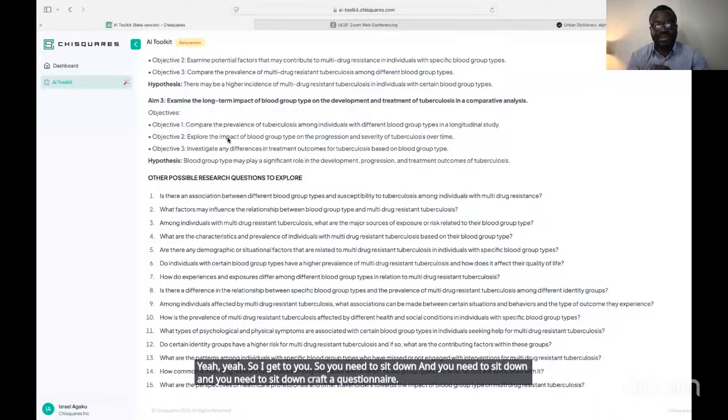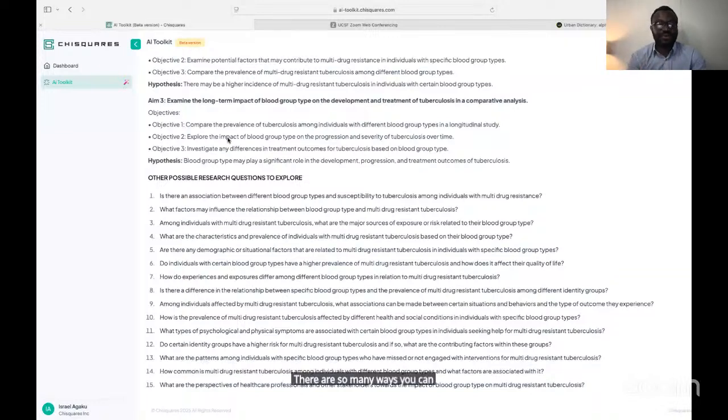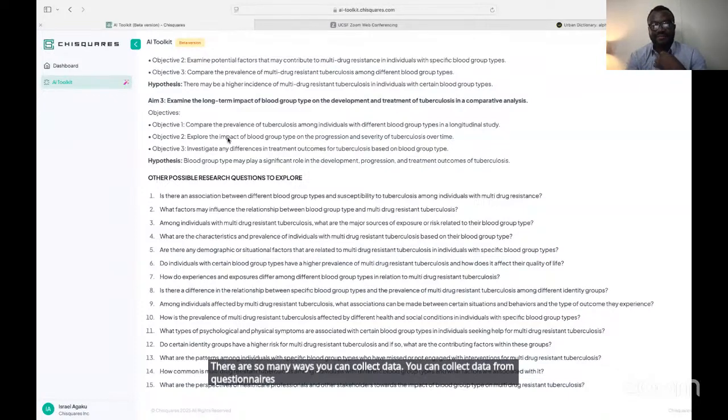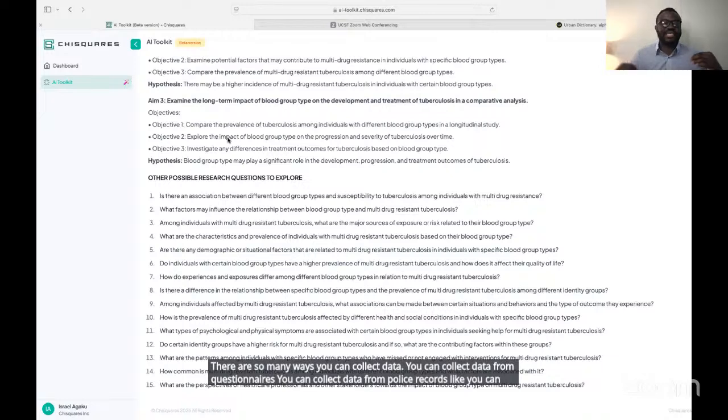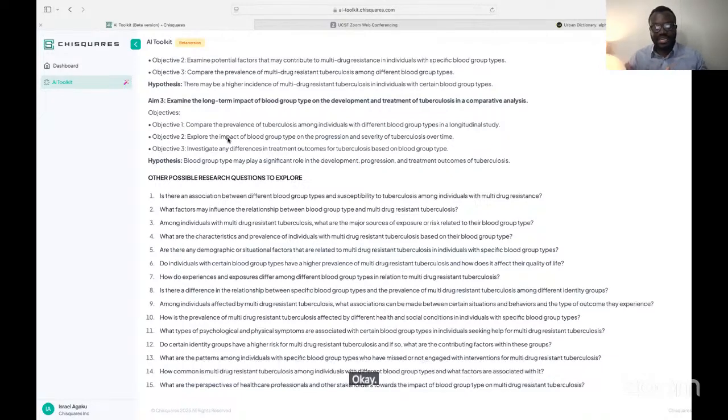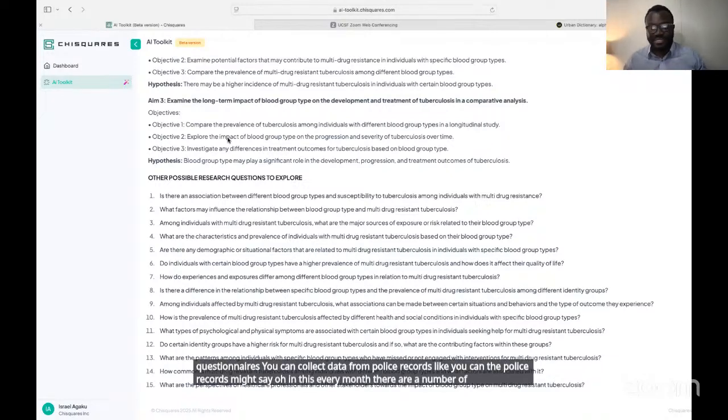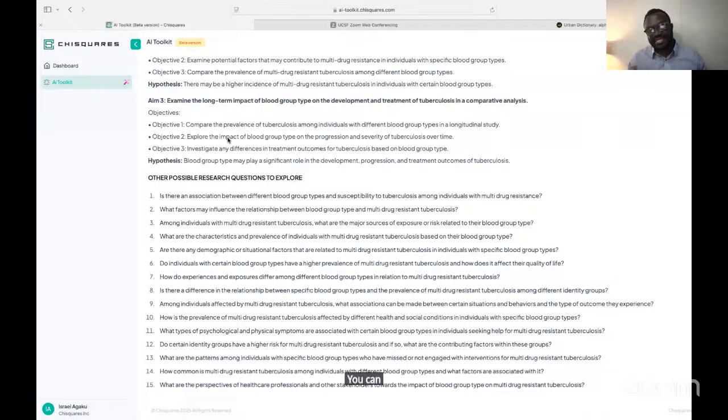There are so many ways you can collect data. You can collect data from questionnaires. You can collect data from police records. Like the police records might say, oh, every month, these are the number of arrests we've made, or these are the number of burglaries we've had reported. You can look at environmental data.